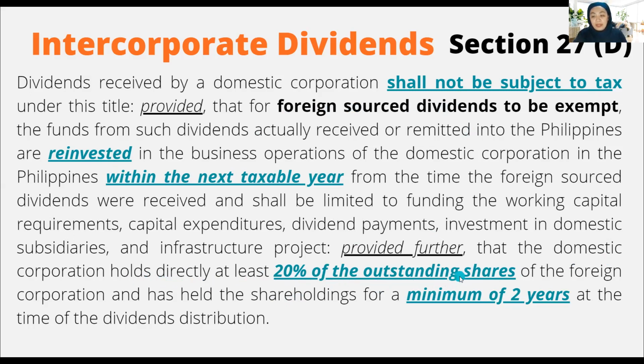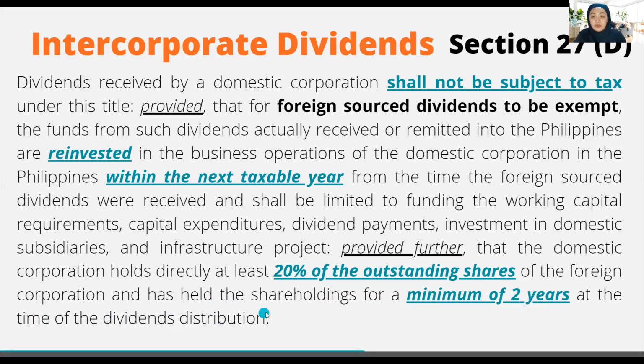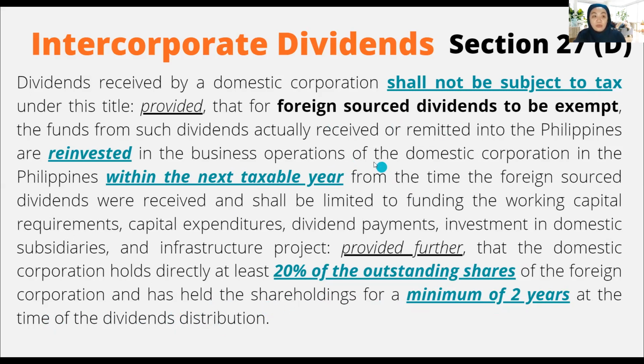of the outstanding shares. So ibig sabihin ng class, kailangan may significant influence yung domestic corporation doon sa foreign source. So simply, simplihan natin, if the outstanding shares of the foreign corporation is 100,000 shares, the domestic corporation must own at least 20,000 shares of that, okay? And that shareholding is held by the domestic corporation for a minimum of 2 years, reckoned from the time of dividends distribution. So very, very tedious ang requirement for this foreign source dividend to be exempt.